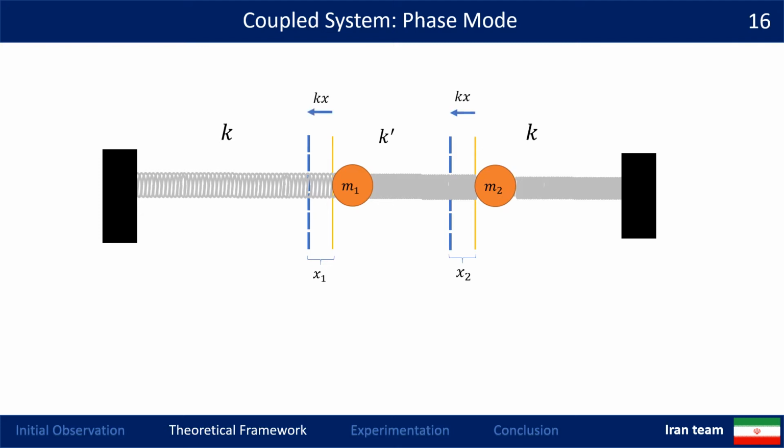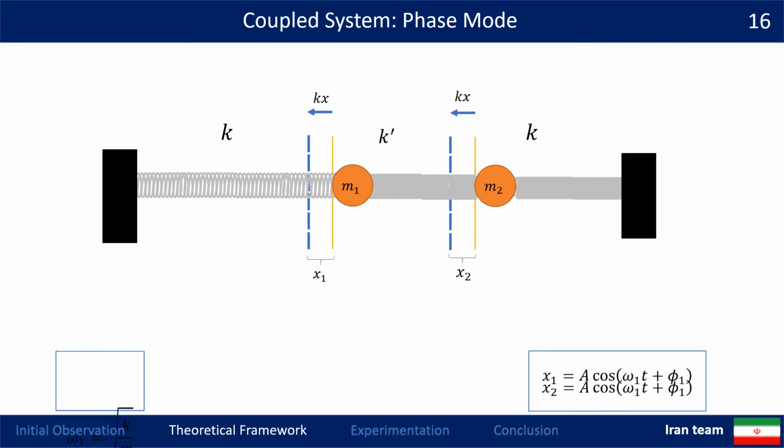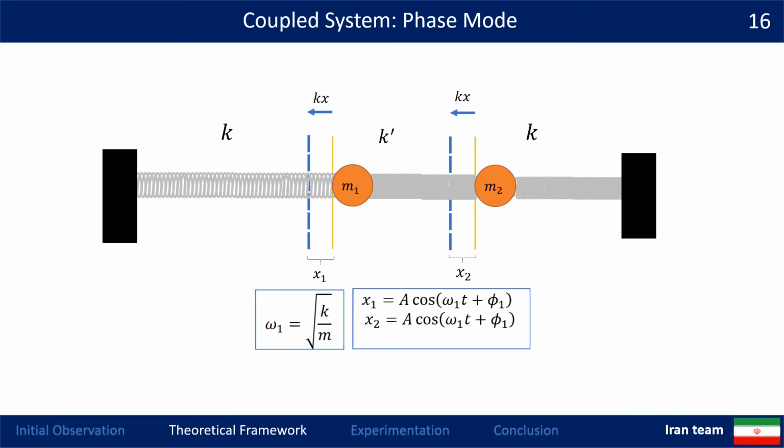We can find out the force that they exert by Hooke's law, and we can find the positions of them. Notice that x1 and x2 are similar in magnitude and in direction. And because the system is coupled and it is in resonance, the frequencies of both of them will be the square root of k over m.